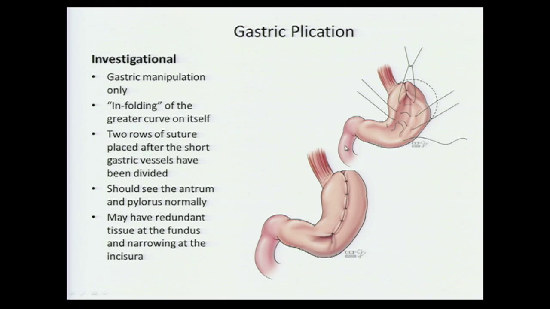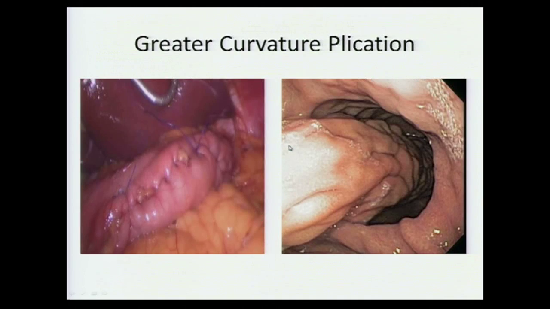And again, you should see essentially the pylorus intact and a normal small bowel distal. Endoscopically or laparoscopically, this is what it looks like. It almost mimics the sleeve, but remember the laparoscopic view is really not doing justice to what the plication is. Endoscopically, this is what things are going to look like.